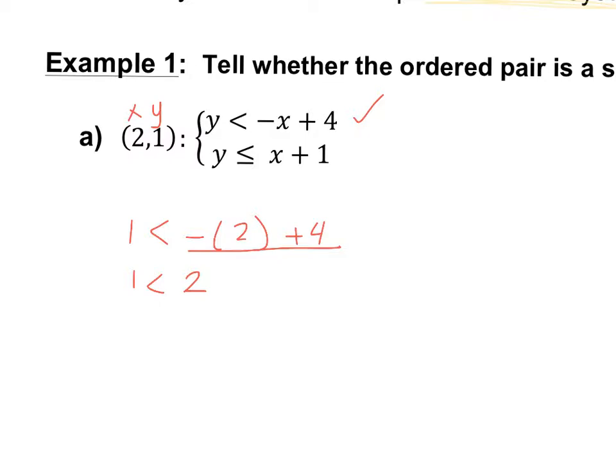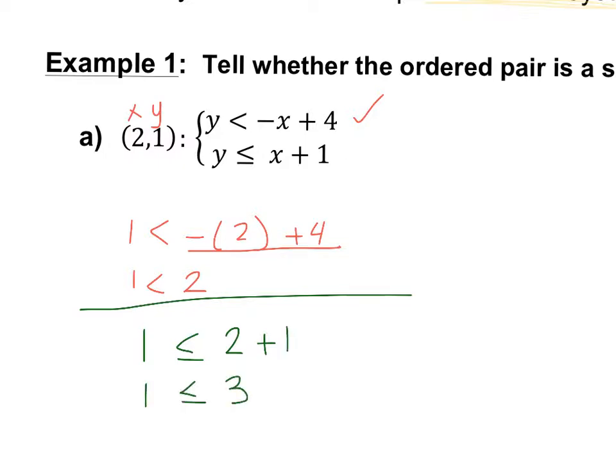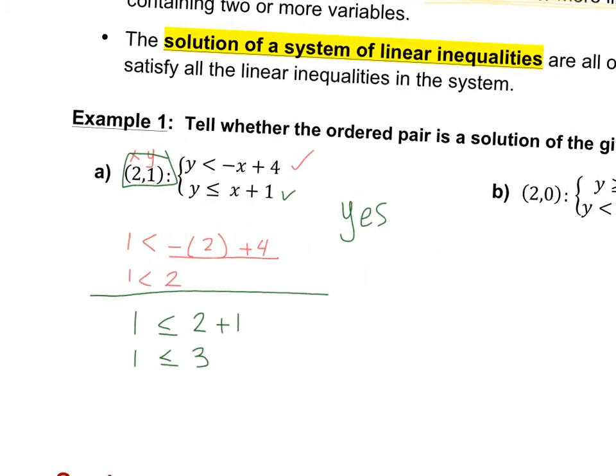For the second one, remember, it has to satisfy both in order to satisfy the system. The second inequality would be 1 is less than or equal to x, which is 2, plus 1, and 1 is less than or equal to 3, so we know it satisfies this as well. So (2, 1) is a solution to both inequalities, therefore it is a solution to the system.